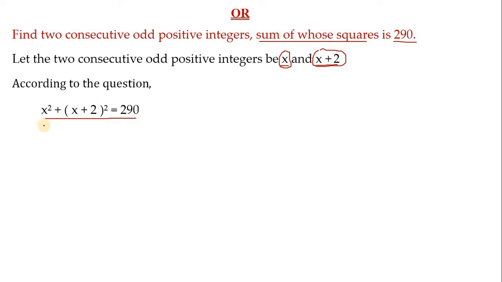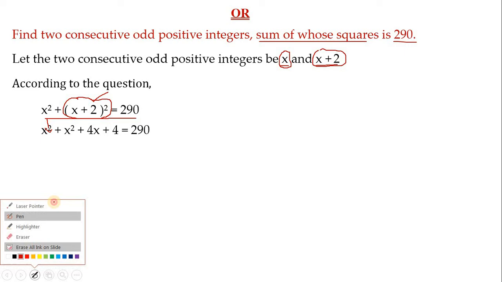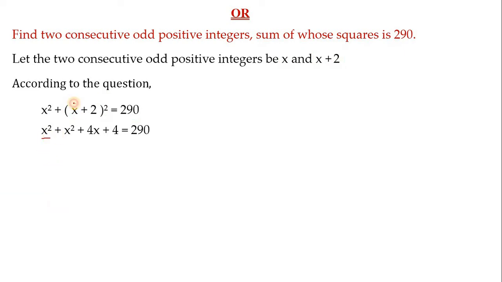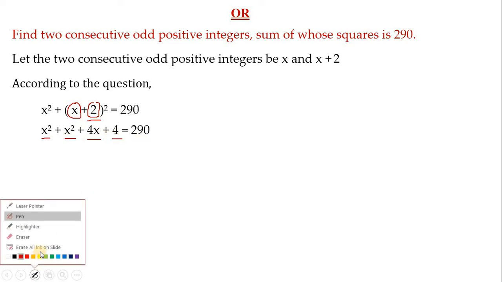So the next step, x square you write as it is. So this is in the form of a plus b whole square. So apply the a plus b whole square form for this. So we'll get here x square, and in the place of a, x is there, hence we'll get x square. So in the place of b, 2 is there, hence 2ab means we'll get 4x, and b value is 2 as I said, so we'll get here 4 which is equals to 290.